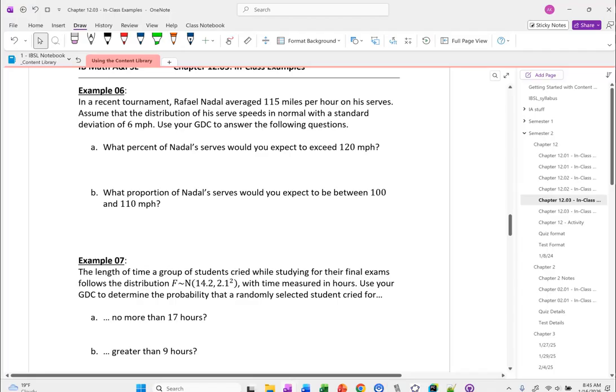So let's do 6, Massimo. In a recent tournament, Rafael Nadal averaged 115 miles per hour on his serves. Assume that the distribution of his serve speeds is normal with a standard deviation of 6 miles per hour. What percent of Nadal's serves would you expect to exceed 120 miles per hour?